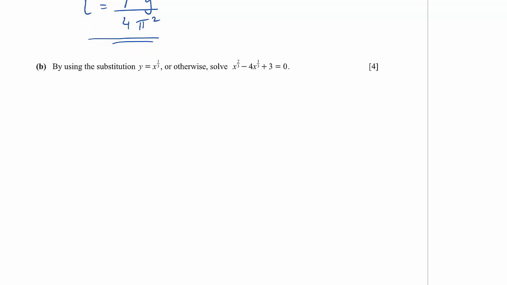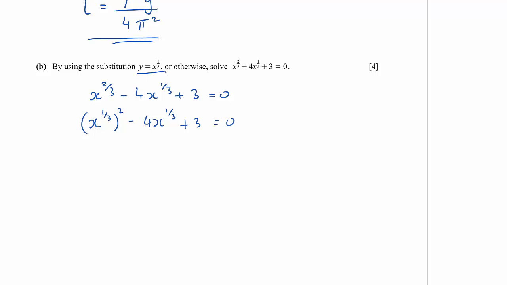By using the substitution given here, y equals x to the 1/3, or otherwise, solve this equation. So I've got the equation x to the 2/3, take away 4x to the 1/3, add 3 equals 0. Now think about x to the 2/3. That's the same as having x to the 1/3 squared. Take away 4x to the 1/3, add 3 equals 0.